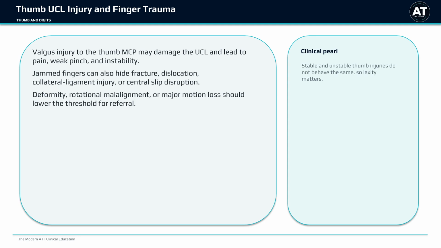Jammed fingers can also hide fracture, dislocation, collateral ligament injury, volar plate injury, or central slip disruption. Look for deformity, rotational malalignment, major swelling, loss of active motion, and neurovascular changes. Instability, tendon deficit, deformity, or fracture concern should be protected and referred.